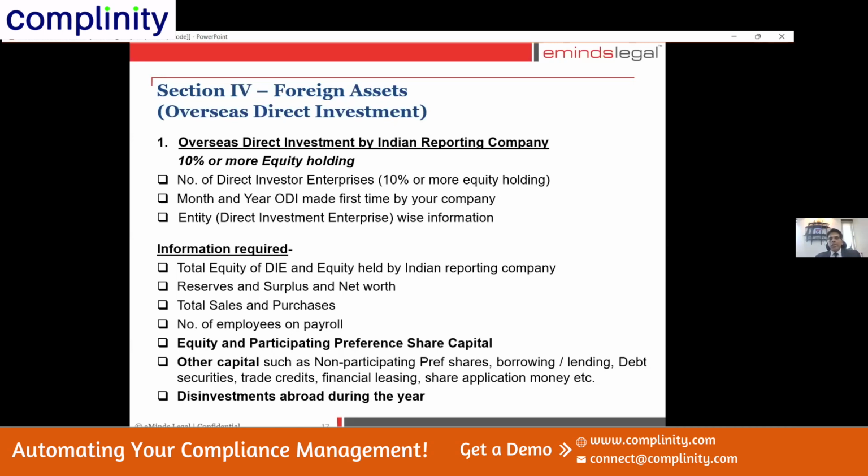The major details are same, like if you have equity and participating preference shares, or if you have other capital, disinvestments made during the year. The additional part in case of 10% or more equity holding is because that has become a substantial investment now. So RBI wants to know, okay, what is your actual net worth in those companies. In case of foreign liabilities, in section 2, details about companies, sales, purchase, number of employees, reserves, etc. is mentioned.